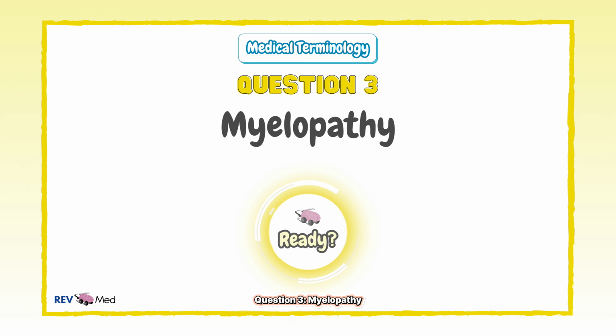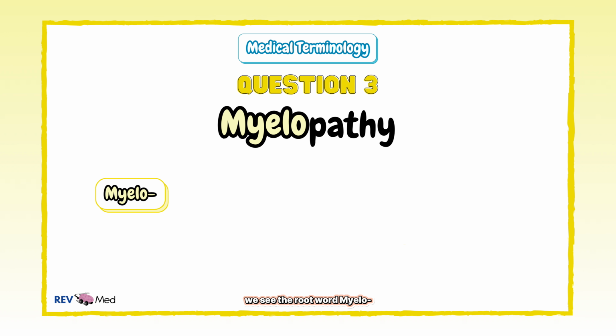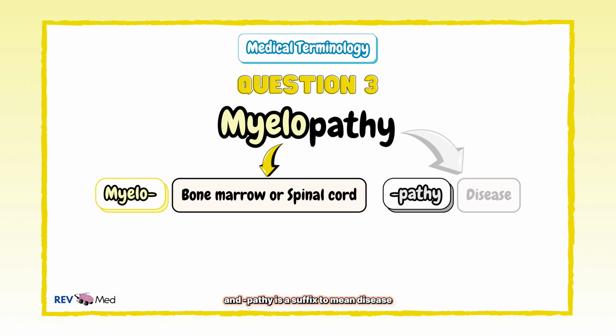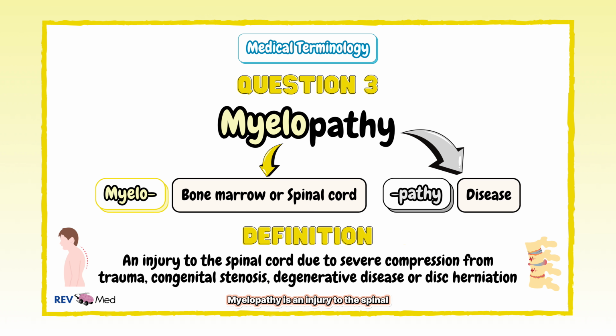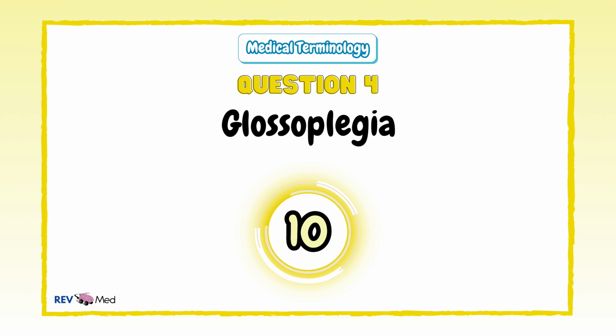Question 3. Myelopathy. We see the root word myelo, which means bone marrow or spinal cord. And pathy is a suffix to mean disease. Myelopathy is an injury to the spinal cord due to a severe compression from trauma, congenital stenosis, degenerative disease, or disc herniation.